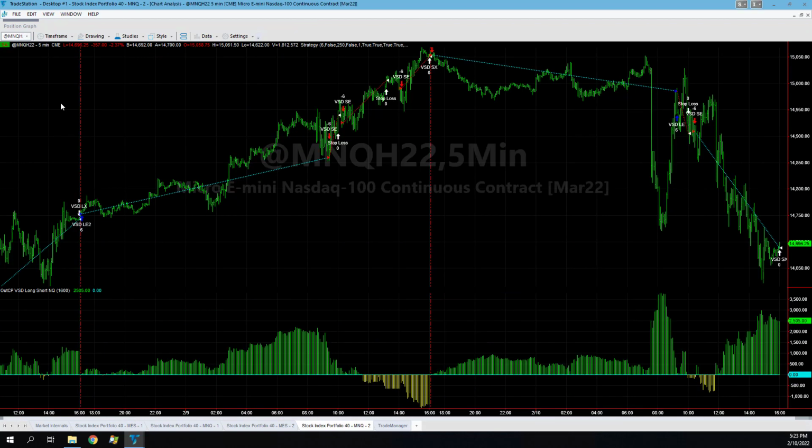VSD long short, really nice short trade here. Ran it all the way back up here to get us net long, and then came back down here and stopped us out. And then it ran up here a little bit.